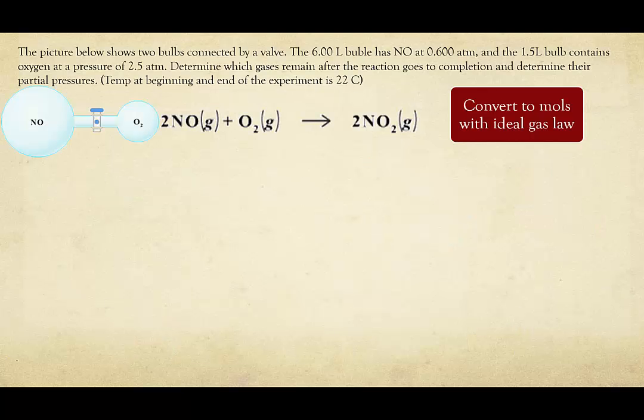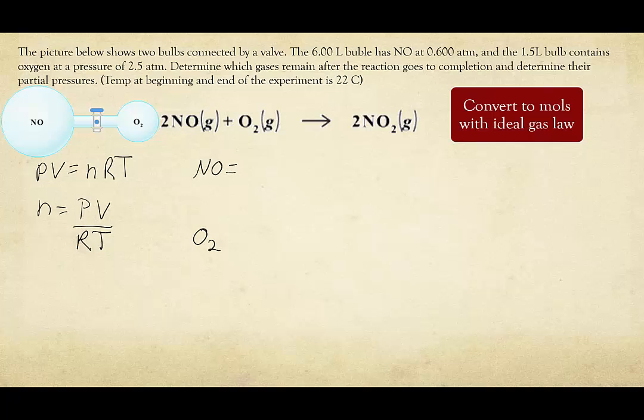So let's start now by converting everything to moles. For each gas, we have the liters, and the pressure, and the temperature. And so we can use PV equals nRT to solve for moles. We will need to do this for both the nitrogen monoxide and the oxygen. We will want to do this before the valve is opened and before the reaction happens, so we can use the volume given for each.